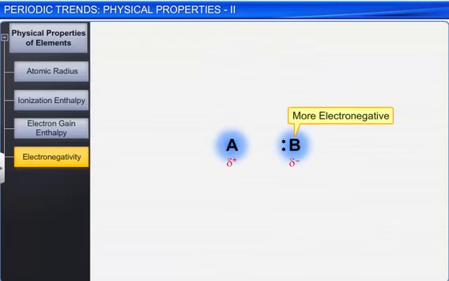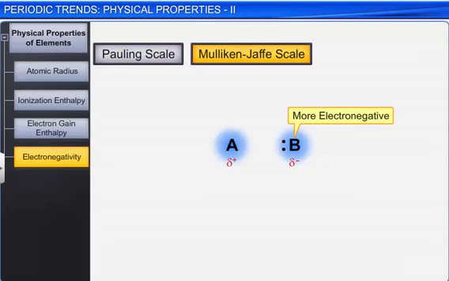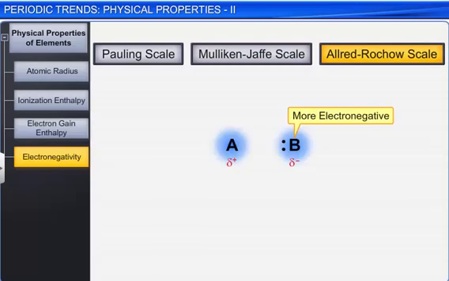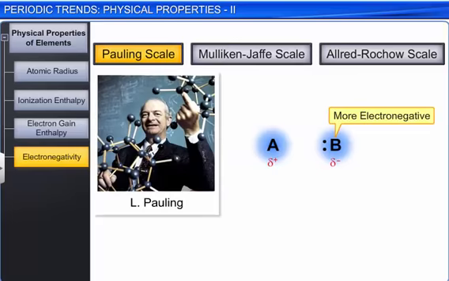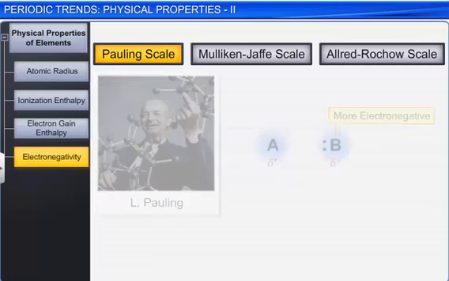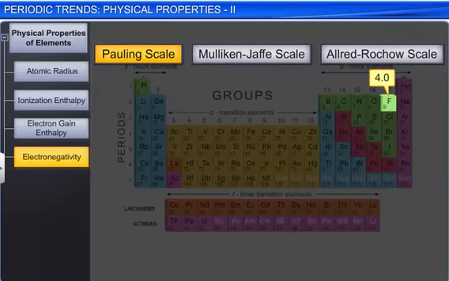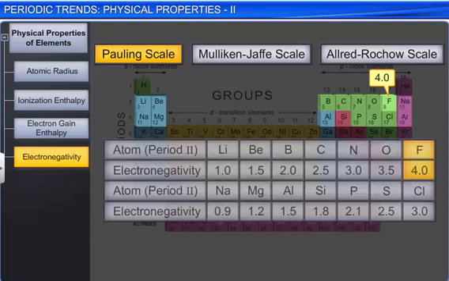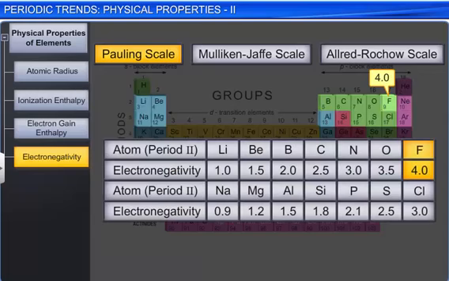Although electronegativity is a qualitative measure, different scales have been developed to measure it, such as Pauling scale, Millikan-Jaffe scale, and Aldred-Rochow scale. Of these scales, the Pauling scale, named after its discoverer Linus Pauling, is the most widely used scale to measure electronegativity. Pauling assigned an arbitrary value of 4.0 to fluorine. The table shows the approximate value for the electronegativity of few elements based on the Pauling scale.